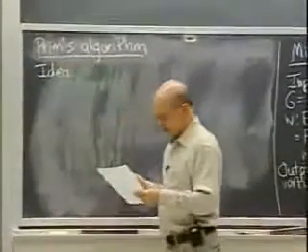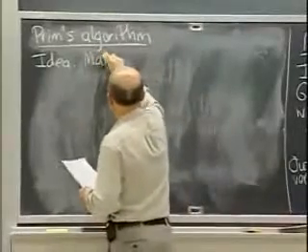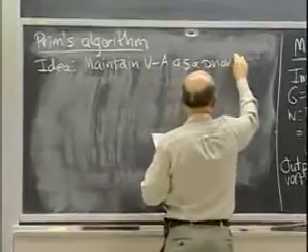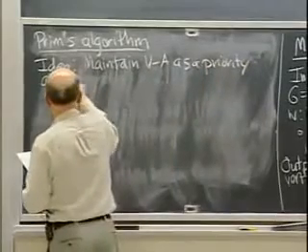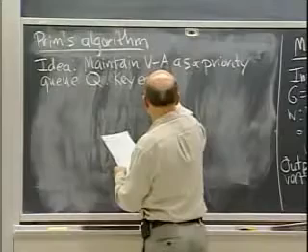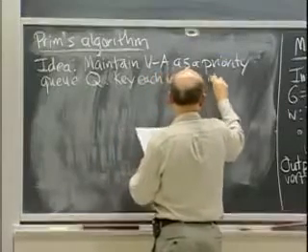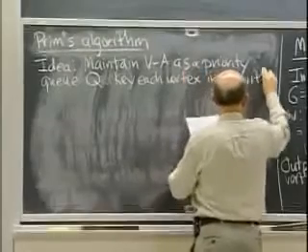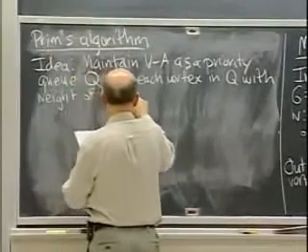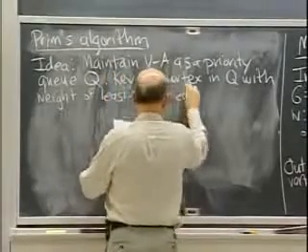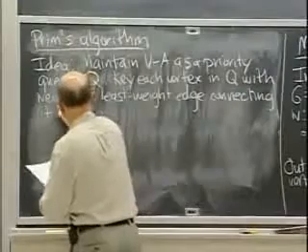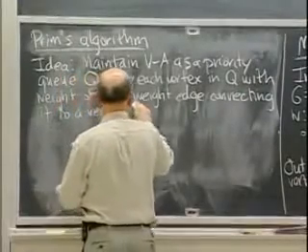So here's the idea. What we're going to do is maintain V minus A as a priority queue, we'll call it Q. And each vertex in Q, we're going to key with the weight of the least weight edge connecting it to a vertex in A.